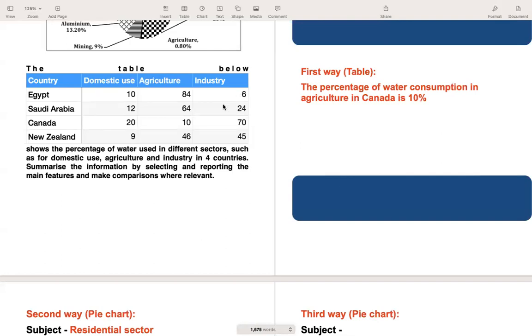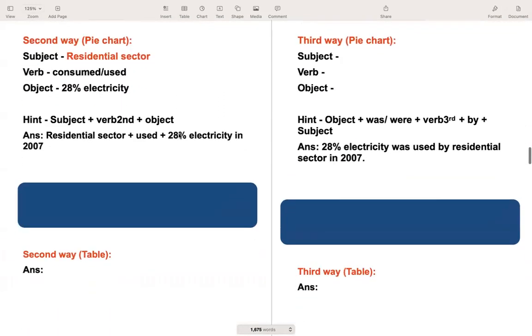Water. The data is for what? Country or water? Domestic use? The data is for different places. Look at the question. What is the data showing? Read the question. Water usage, the percentage of water in different sectors. Is it the percentage of country or water? Water. So the data is going to come along with the subject or the object? Object. Perfect.